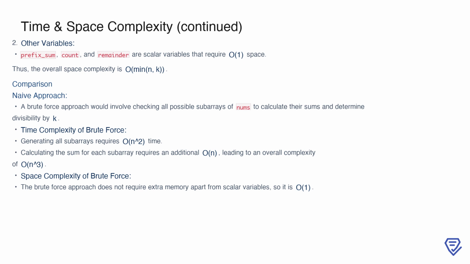To provide some context, let's compare this optimized approach to a naive solution. The brute force approach would involve generating all possible subarrays of nums and calculating their sums to check divisibility by k. This would result in a time complexity of O(n³), as generating all subarrays takes O(n²), and calculating each subarray sum adds another O(n). In contrast, our optimized approach reduces this to O(n), a significant improvement. Furthermore, while the brute force approach requires only O(1) additional space, the optimized solution uses O(min(n, k)) for the hash map, which is still highly efficient for large inputs.